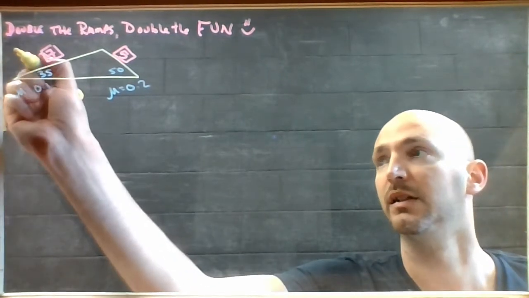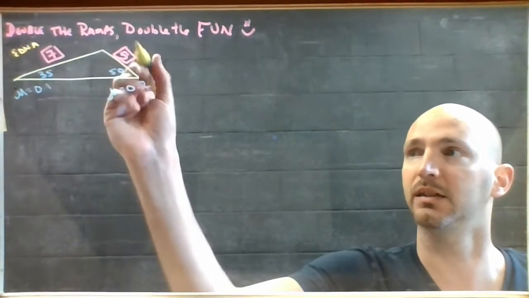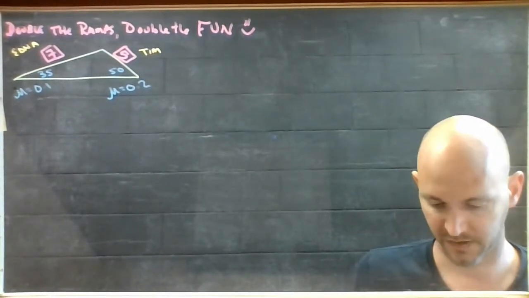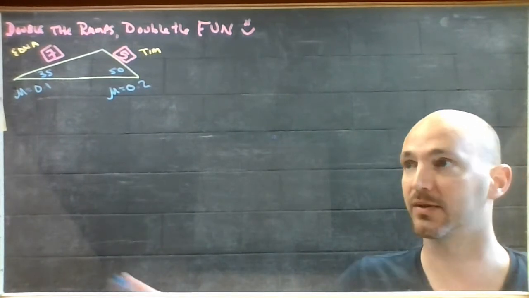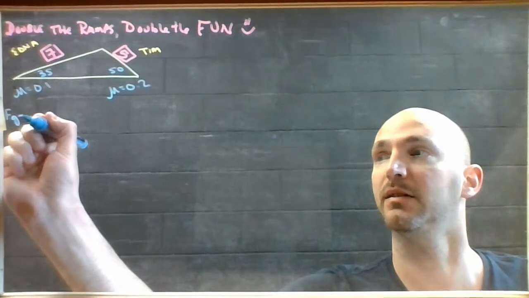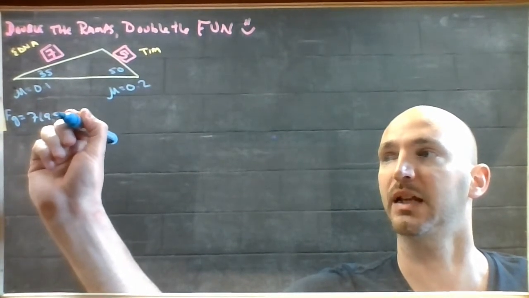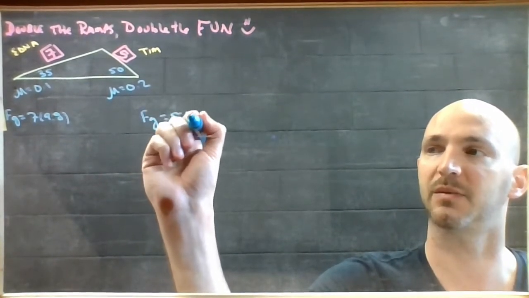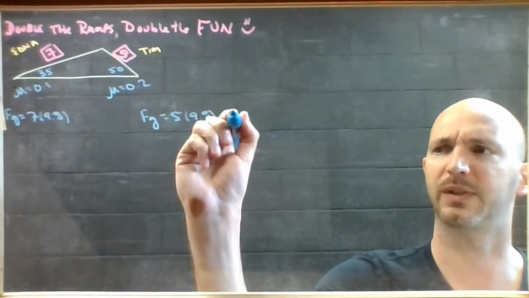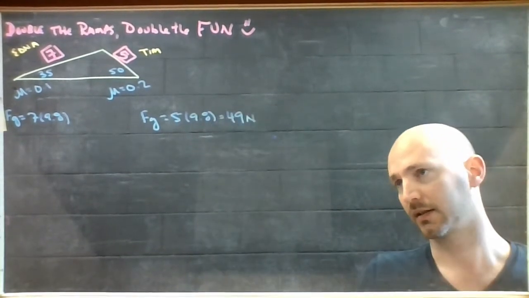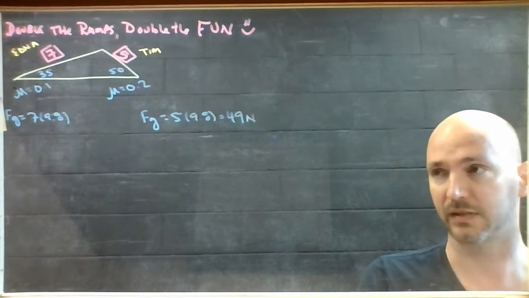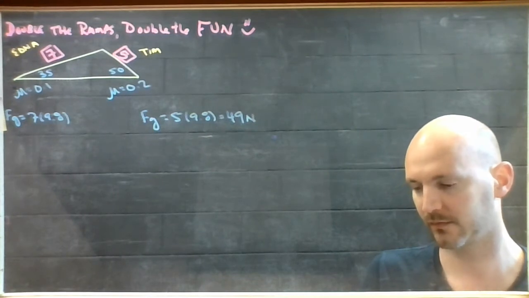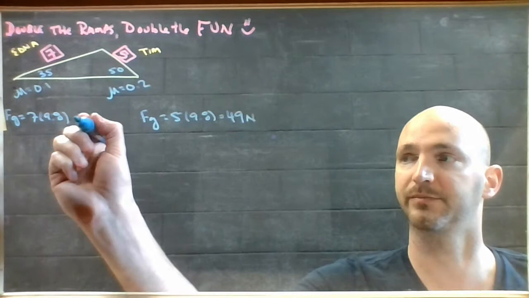Let's talk about Edna and Tim. Launching into the process as we have every single time, I'm going to start with gravity for Edna, which would be 7 times 9.8, and gravity for Tim, which is going to be 5 times 9.8. That's 49 and 68.6.